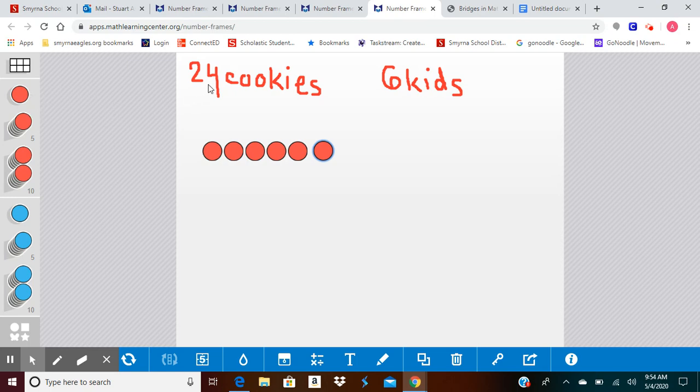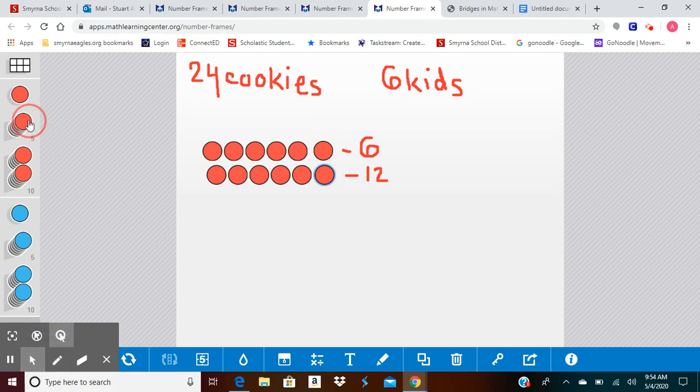I need to get to 24 cookies. So right now I only have 6 cookies. So let's bring another group over. Let's count. She has 6, and then I add 6 more: 7, 8, 9, 10, 11, 12. So far I've only shown 12 cookies. Do I have 24 cookies? No. So I need to continue and add some more.